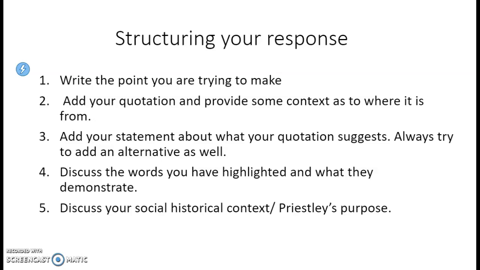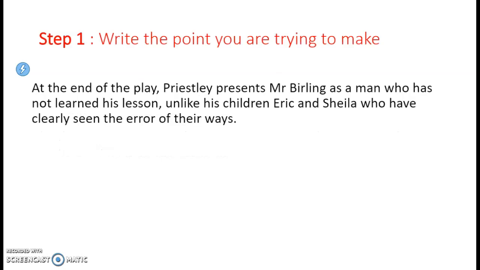So we're going to have a look at how this looks with an example of a paragraph that has been written. So step 1, write the point you're trying to make. So here we have a lovely clear point. At the end of the play, Priestley presents Mr. Birling as a man who has not learned his lesson, unlike his children Eric and Sheila, who have clearly seen the error of their ways. That's a nice, clear point. So of course what we need next is our quotation.